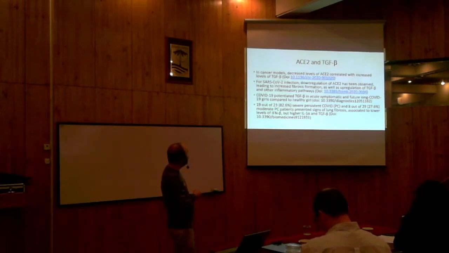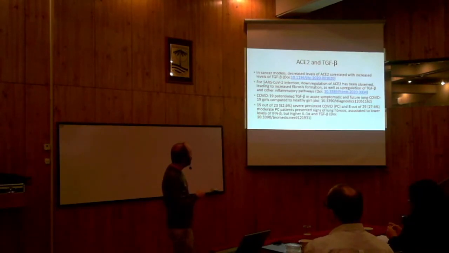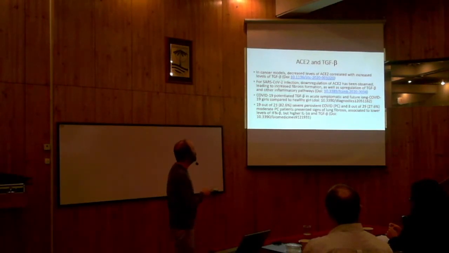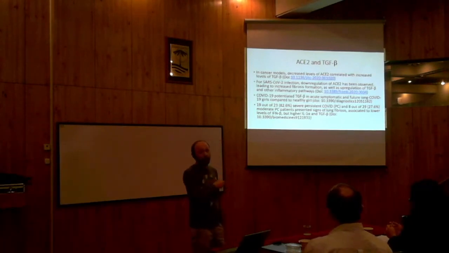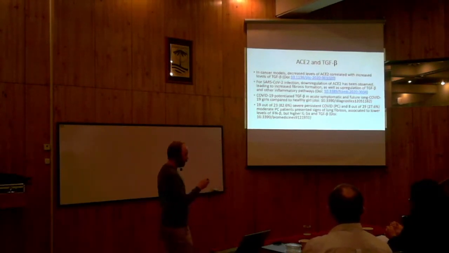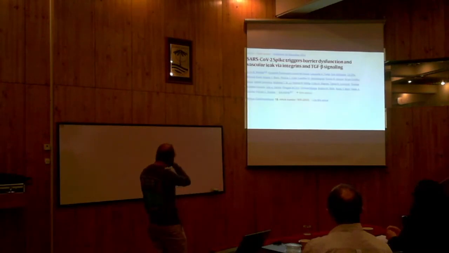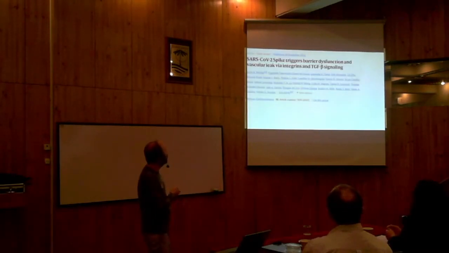And in this study, they showed 19 out of 23 patients with severe persistent COVID and 8 out of 29 moderate patients presented signs of lung fibrosis associated to lower levels of interferon beta, but higher interleukin-1 alpha and TGF-beta. So even though we couldn't do the studies, others showed the correlation of TGF-beta and severe COVID-19. These are some other papers that showed the correlation of TGF-beta that are published now.